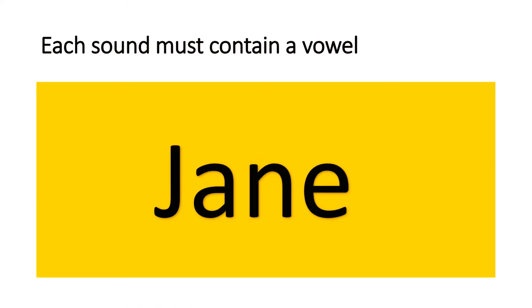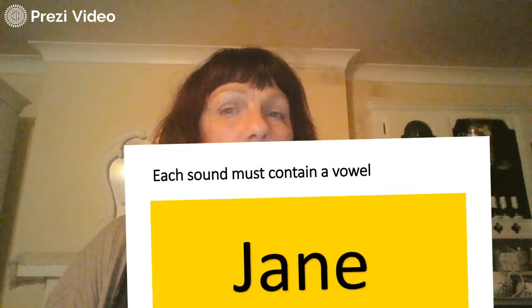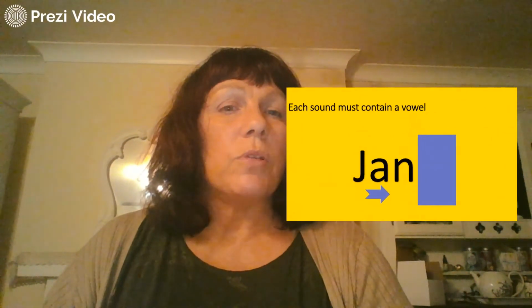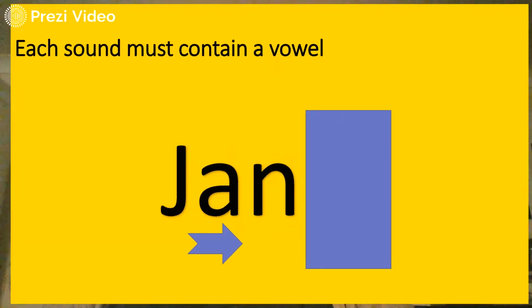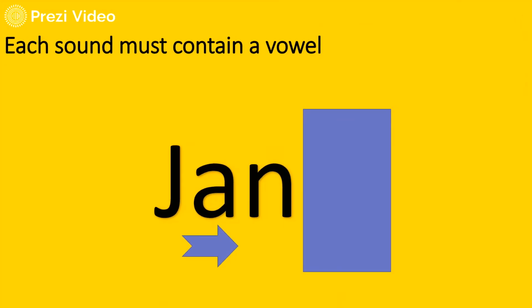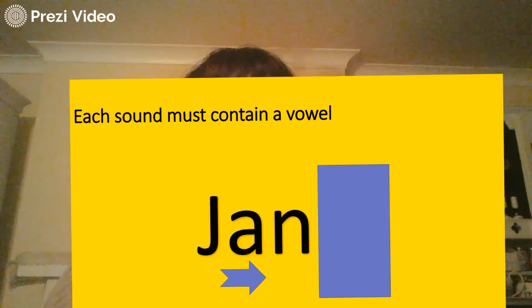So I look at my name, Jane. Each sound has to contain a vowel, but in my name, the A and the E are working together to give an A sound. So Jane, one sound. What about if my name was Jan? Can you see the difference? There's no E in the English name Jan, and the A now sounds its short sound. So Jan, again, one syllable.